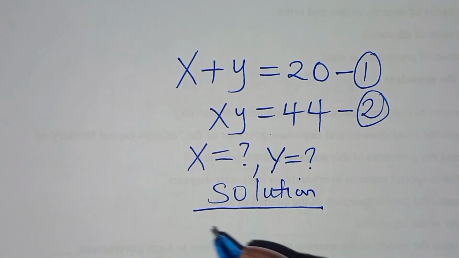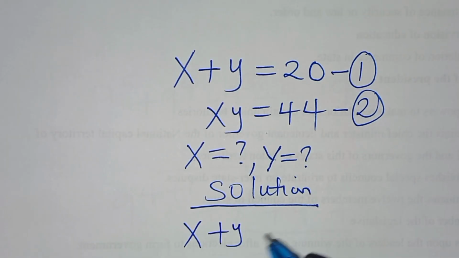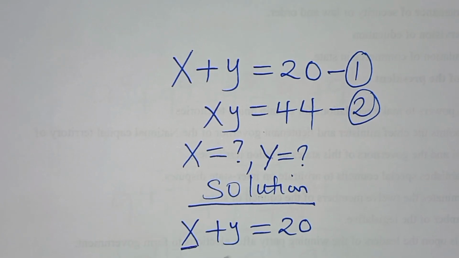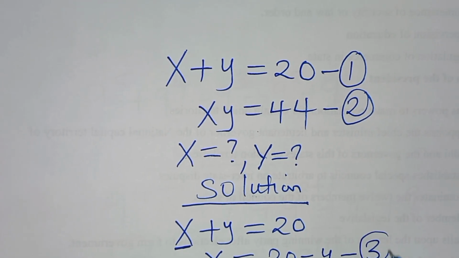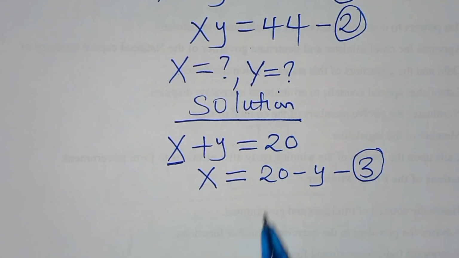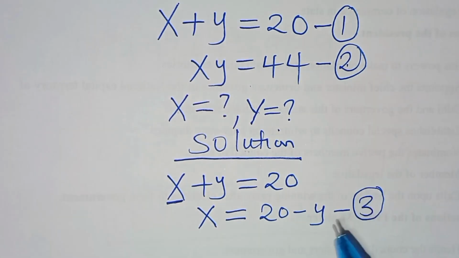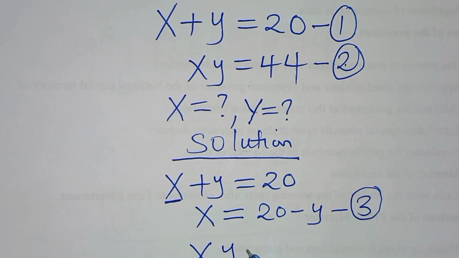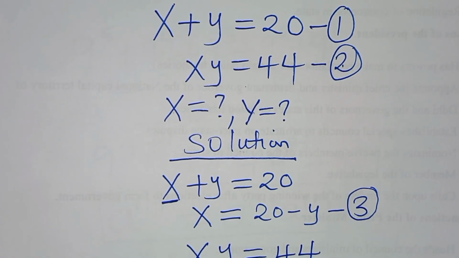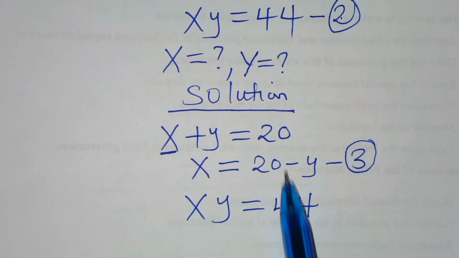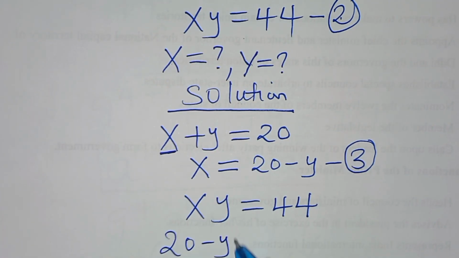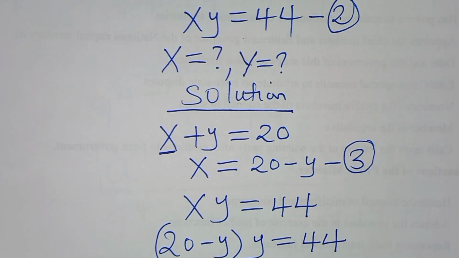From equation 1, which is x plus y equal to 20, we can make x the subject of the formula so that x will be equal to 20 subtract y. Let's call this equation 3. Let's substitute x into equation 2. Equation 2 is x times y, which is equal to 44. Let's substitute the value of x, which is 20 subtract y, times y. This is equal to 44.